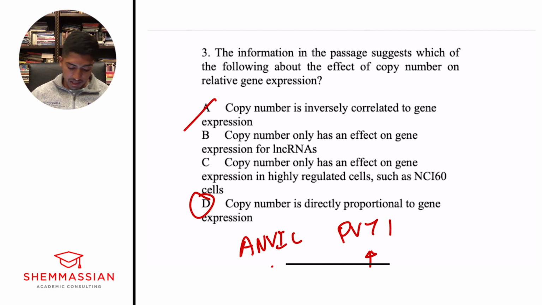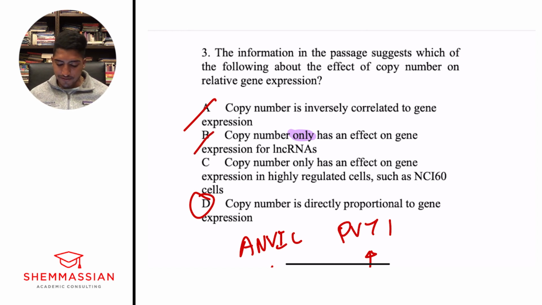B, let's look at B. Copy number only has an effect on gene expression for LNC RNAs. That is not mentioned anywhere in the passage. In fact, I doubt that is true in most cases, right? Copy number can affect anything, and we should always be hesitant about using words like only, right? Only is a very extreme statement, and it's likely that there's always going to be some example that runs counter to the claim, so we can eliminate B.